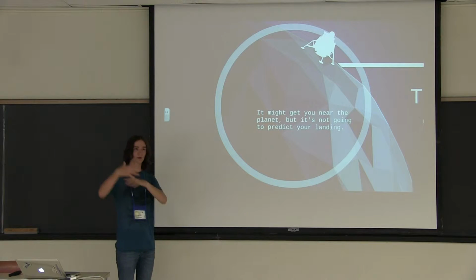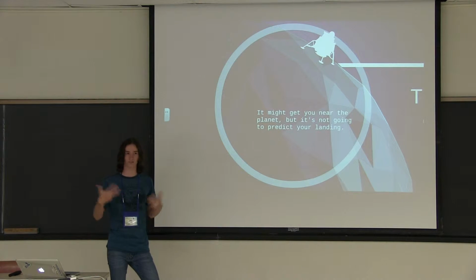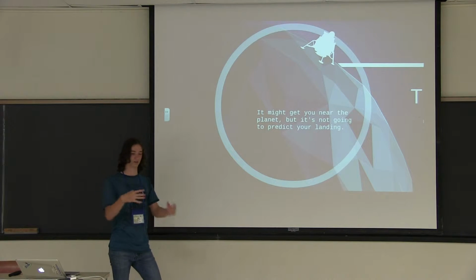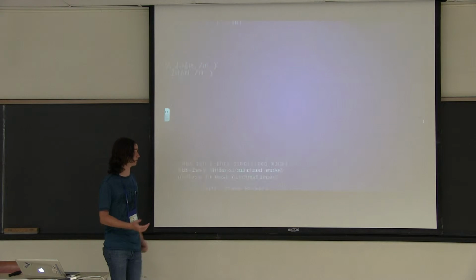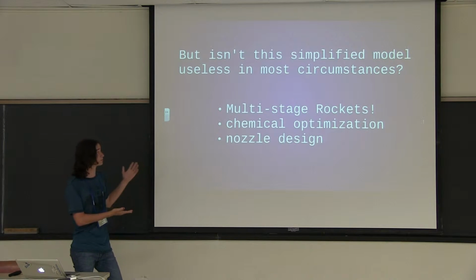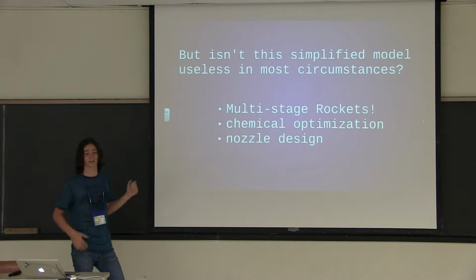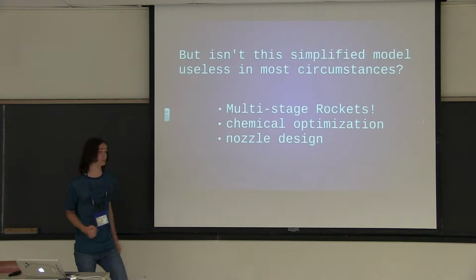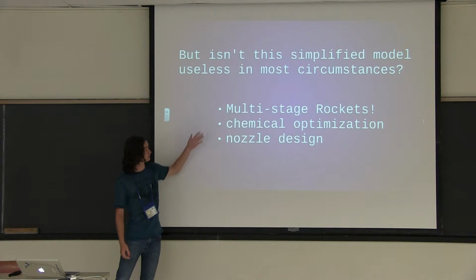Because when we are out in a vacuum, out orbiting, there's a lot less forces acting upon it, whereas when you're in an atmosphere, you're getting air, you got weight, you got all these other things to deal with. So doesn't that mean it's pretty much useless if we can't predict a lot of stuff? Actually not, because it helps us learn a lot about optimizing our rockets and how to build better ones. For example, multi-stage, chemical optimization, nozzle design.